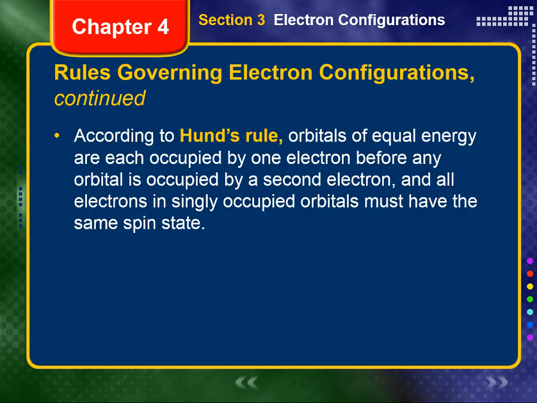The third rule requires placing as many unpaired electrons as possible in separate orbitals in the same sublevel. In this way, electron-electron repulsion is minimized so that the electron arrangements have the lowest energy possible. According to Hund's rule, orbitals of equal energy are each occupied by 1 electron before any orbital is occupied by a second electron. And all electrons in singly occupied orbitals must have the same spin.